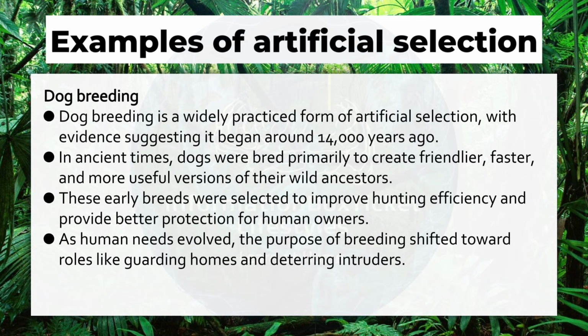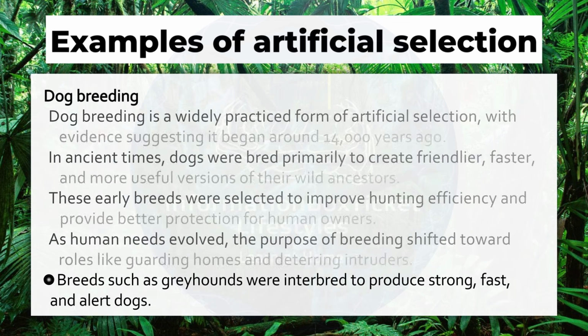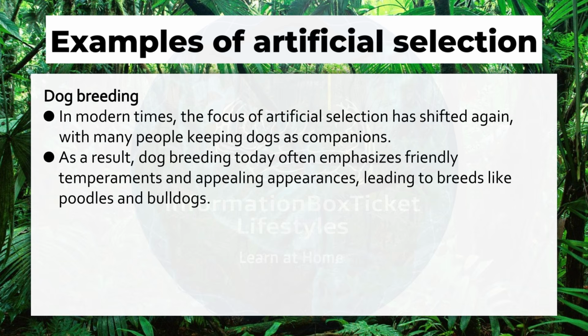As human needs evolved, the purpose of breeding shifted toward roles like guarding homes and deterring intruders. Breeds such as greyhounds were interbred to produce strong, fast, and alert dogs. In modern times, the focus of artificial selection has shifted again, with many people keeping dogs as companions. As a result, dog breeding today often emphasizes friendly temperaments and appealing appearances, leading to breeds like poodles and bulldogs.